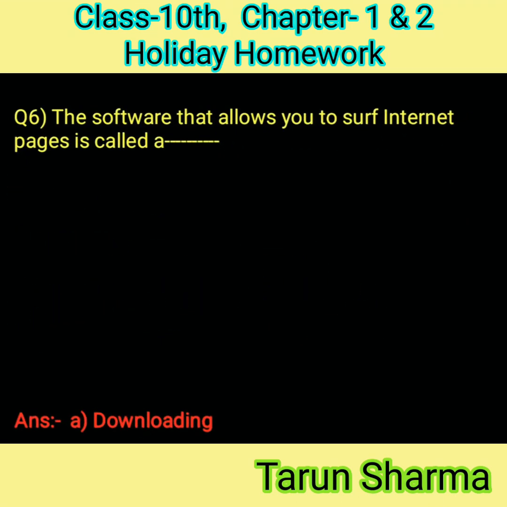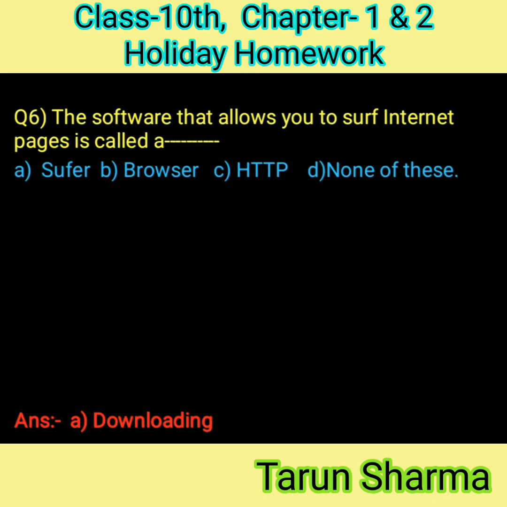Next, question 6. The software that allows you to surf internet pages is called a. Option A, surfer. Option B, browser. Option C, HTTP. Option D, none of these. The answer is B, browser.